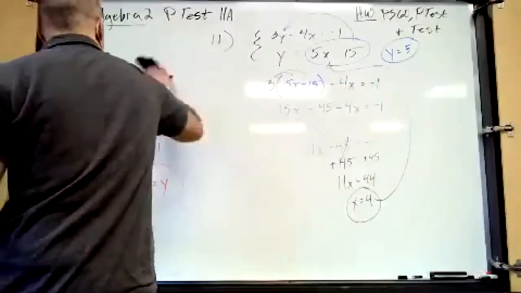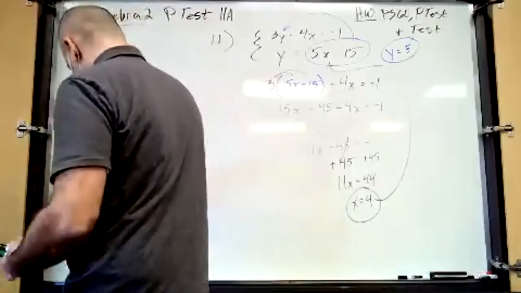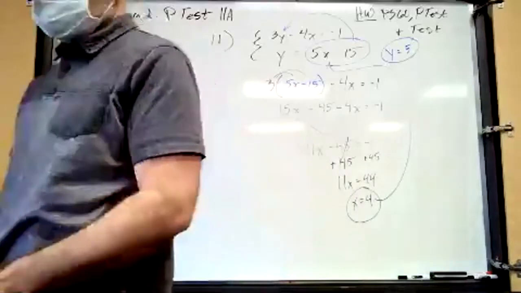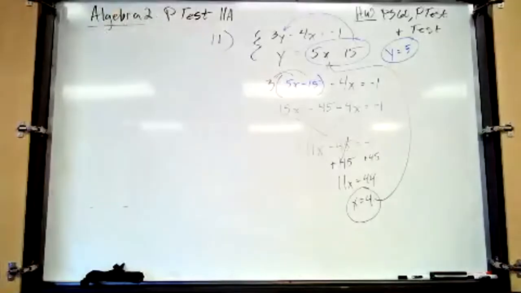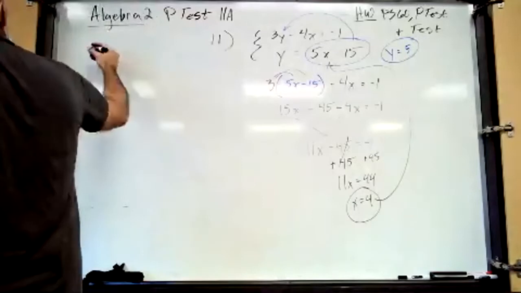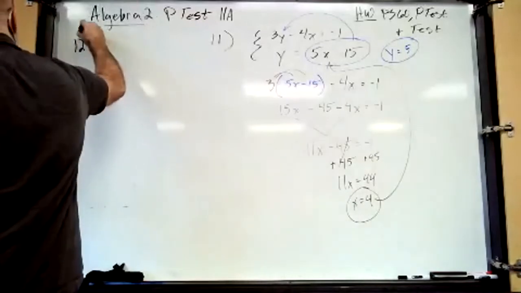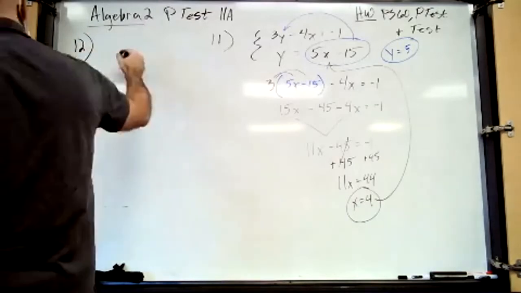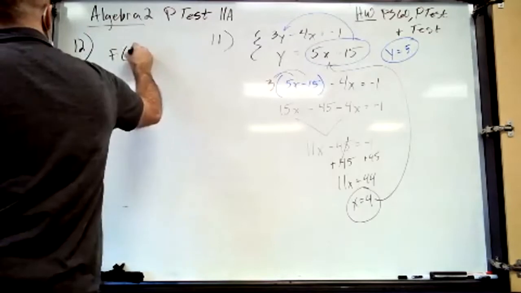Okay, number 12. I'm going fast, but knowing that I'm recording this, you can always go back and look, and if not, then message me and we'll figure it out, okay? 12, f of x equals 3x minus 7, g of x, blah, blah. So find f of g of x.